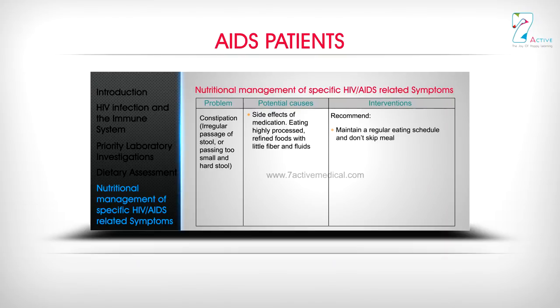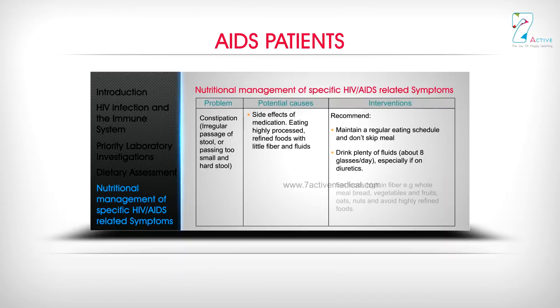Recommend: maintain a regular eating schedule and don't skip meals. Drink plenty of fluids, about 8 glasses per day, especially if on diuretics. Eat foods high in fiber, example, wholemeal bread, vegetables and fruits, oats, nuts, and avoid highly refined foods.